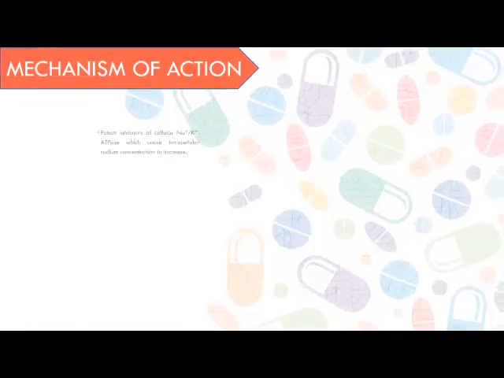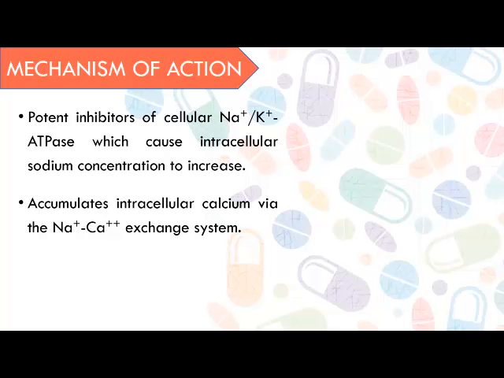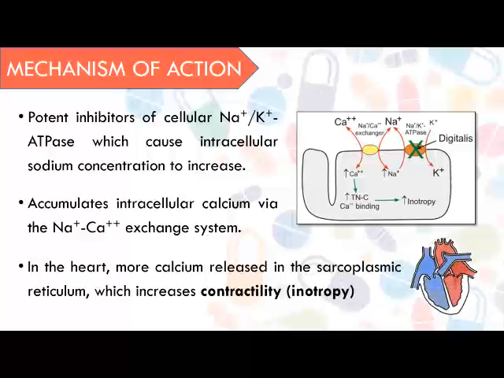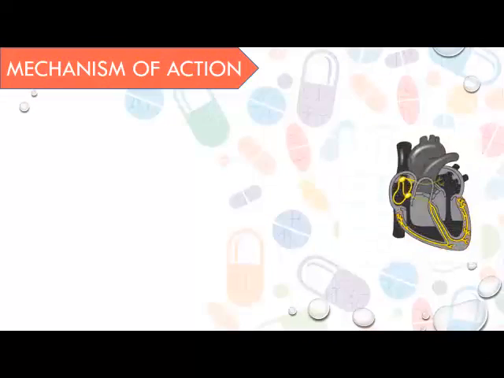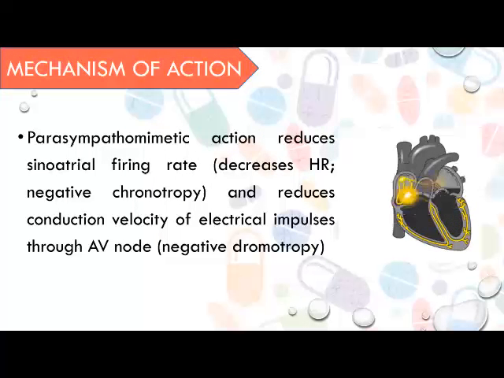We are potent inhibitors of cellular sodium-potassium ATPase, which causes intracellular sodium concentration to increase. This then leads to an accumulation of intracellular calcium via the sodium-calcium exchange system. In the heart, increased intracellular calcium causes more calcium to be released by the sarcoplasmic reticulum, thereby making more calcium available to bind to troponin C, which increases contractility or the inotropy. Our parasympathomimetic action reduces sinoatrial firing rate or decreases heart rate, the negative chronotropy, and reduces conduction velocity of electrical impulses through the atrioventricular node, the negative dromotropy.